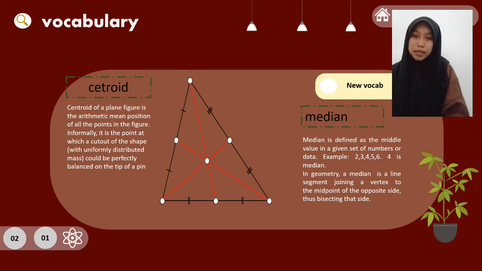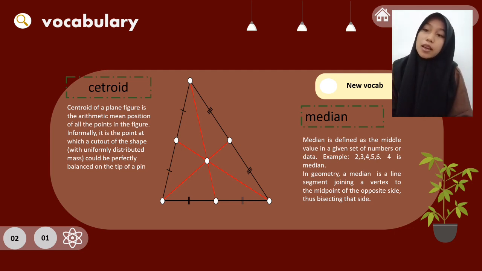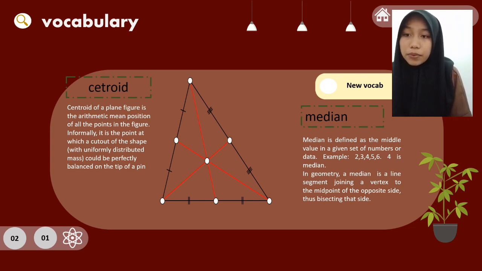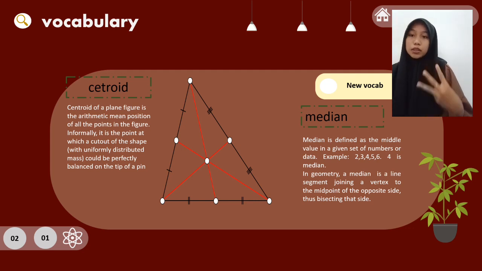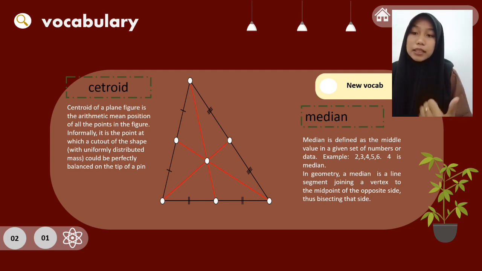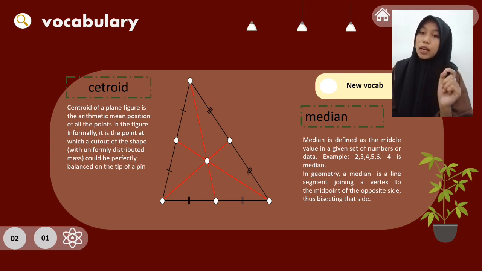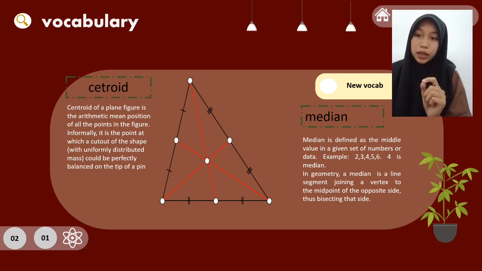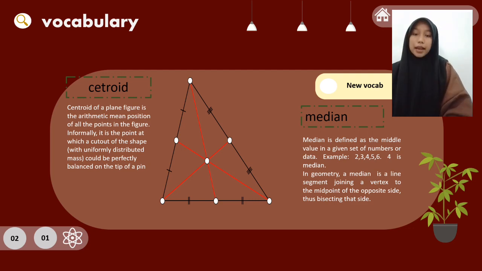Next, we have median. Median in Indonesian we say median atau nilai tengah. Median is defined as the middle value in a given set of numbers or data. Example: 2, 3, 4, 5, 6. 4 is median. In geometry, a median is a line segment joining a vertex to the midpoint of the opposite side, thus bisecting that side.